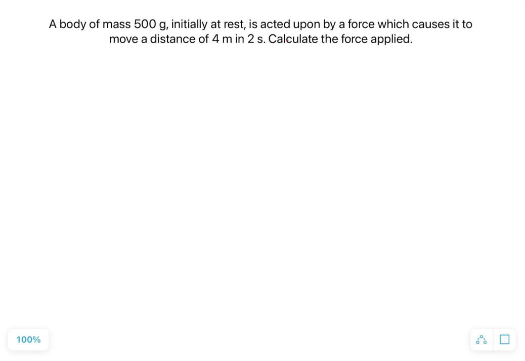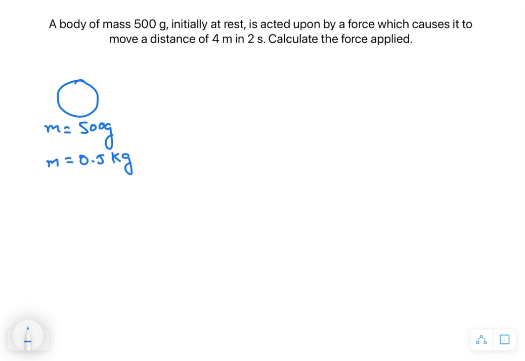A body of mass 500 grams initially at rest is acted upon by a force which causes it to move a distance of 4 meters in 2 seconds. Calculate the force applied. Here is a body having mass of 500 grams. Let us convert it into kilograms. So m will be 0.5 kilograms. You just need to divide it by 1000 to get the mass in kilograms.